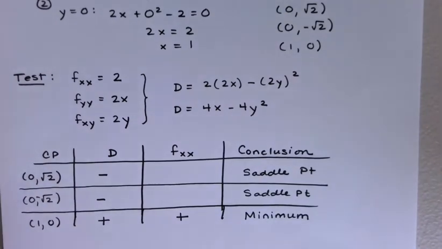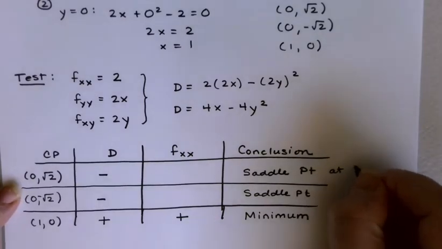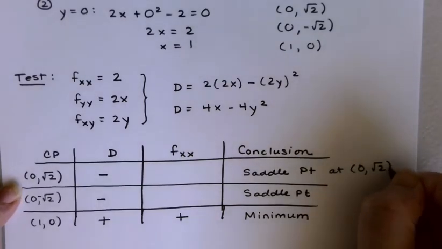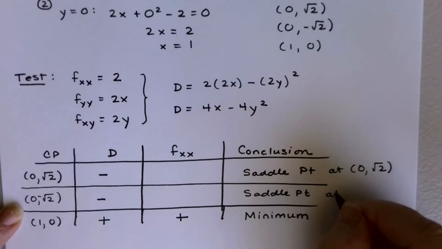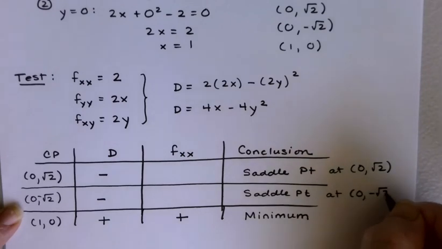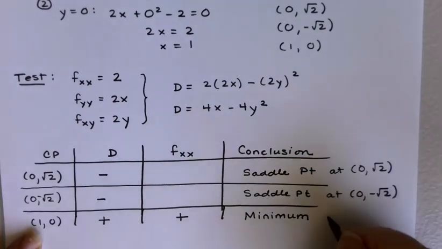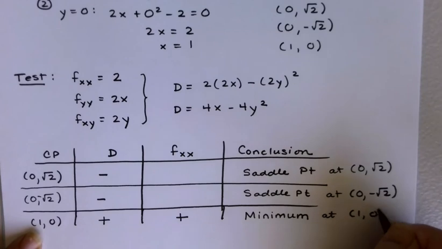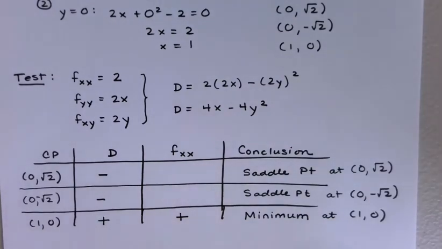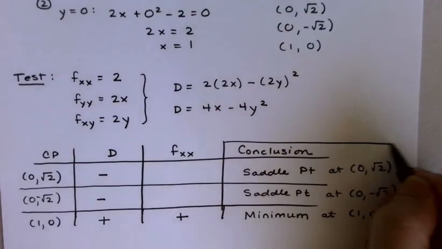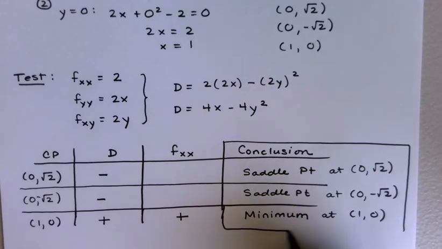So I'm actually not going to go ahead and get the z values. You certainly can. It's just a matter of plugging them back into the original function, of course. But I'm just going to say there's a saddle point at 0, square root 2, another saddle point at 0, negative square root 2, and a minimum at 1, 0. If you want the actual z values of those, again, all you would have to do is plug back into the original function.